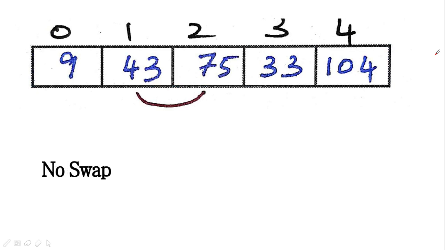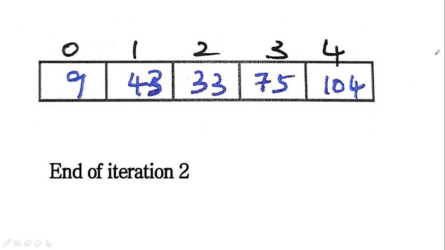In the next iteration, the next largest element will come to this particular place. The next largest element is 75. So you can see that 75 has come here. Okay, so this is end of iteration 2. So each iteration the largest element will bubble up and come and sit here. So we can stop, we need not go up to the end.